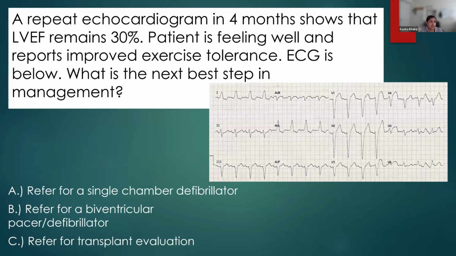Okay, so same patient, a repeat echocardiogram in 4 months shows that the EF remains 30%. Patient is feeling well and reports improved exercise tolerance. The ECG is below. What is the next best step in management? Would you A, refer for a single chamber defibrillator, B, refer for a biventricular pacer and defibrillator, or C, refer for a transplant evaluation?